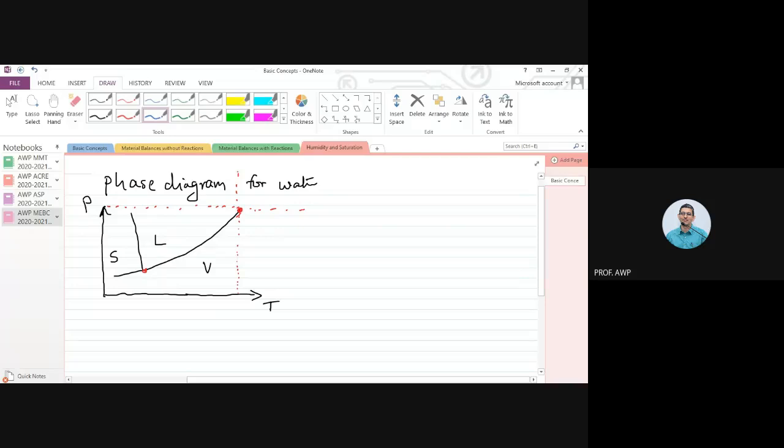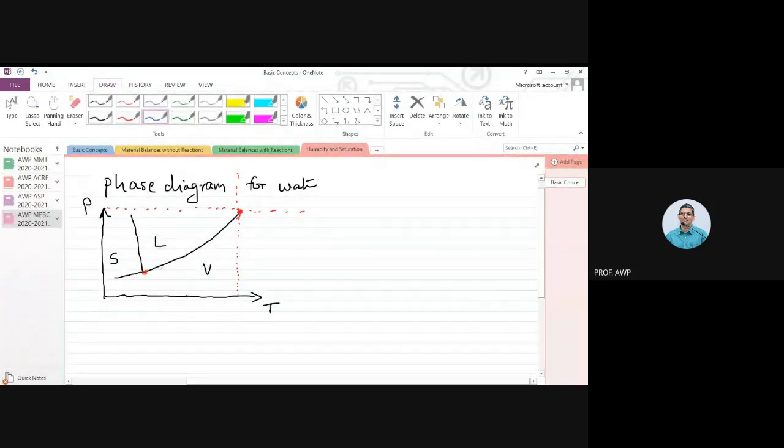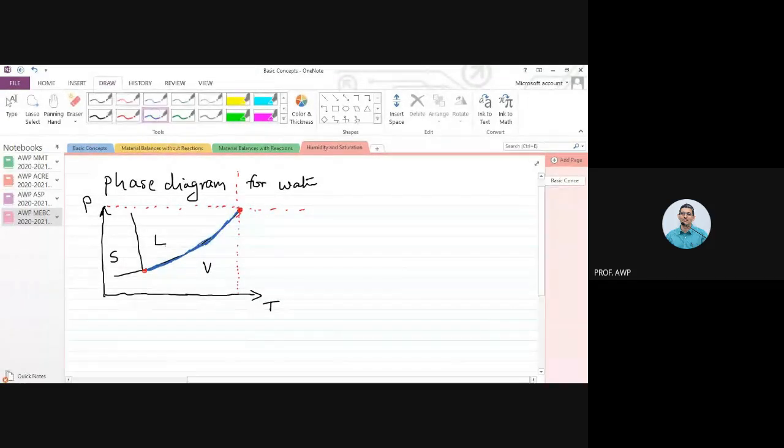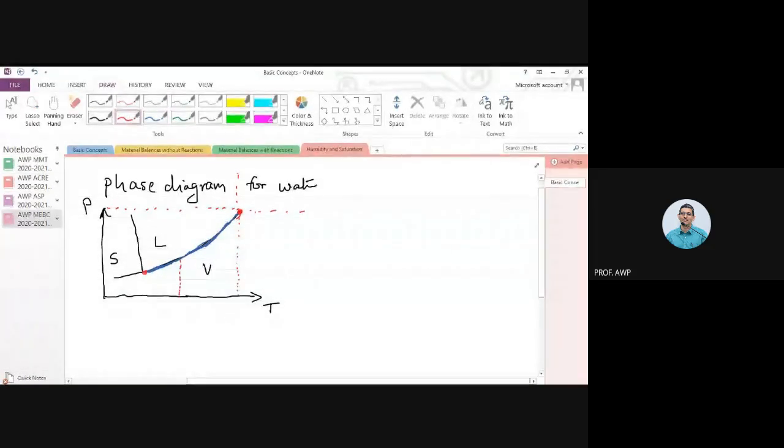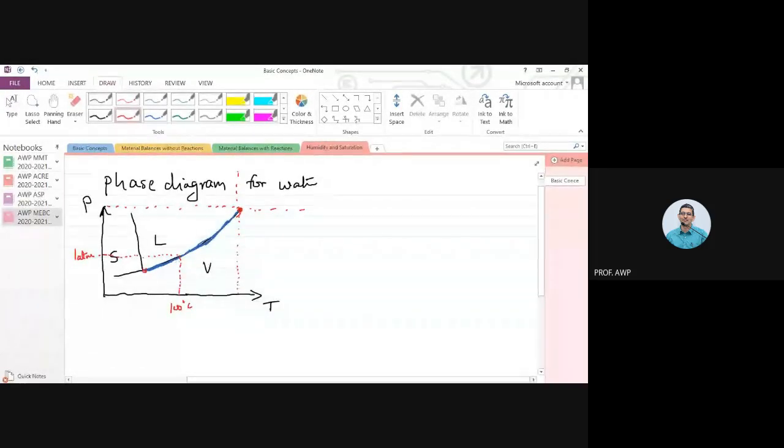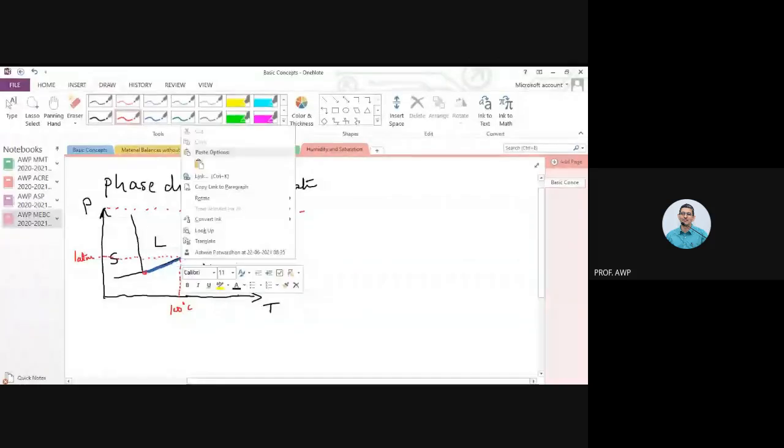So if you think about water, now what we are going to look at more closely is this equilibrium between the liquid water and the vapor water, right? That's what we are going to look at in more detail and do more calculations. So if you think about water, if I say temperature is 100 degrees centigrade, then this pressure would be 1 atmosphere, corresponding to this point on the blue line.